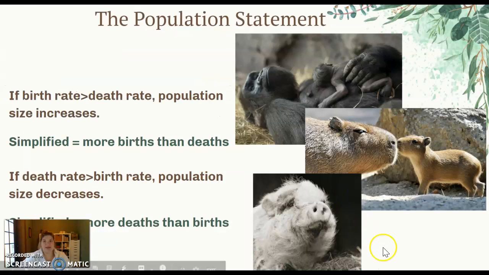The population statement, it sounds a little wonky at first, but we can simplify it easily. It just says that if your birth rate is greater than your death rate, then population size will increase. That makes sense. If there are more births than deaths, then we will increase our population size. Conversely, if our death rate is greater than our birth rate, then our population size is going to decrease, which makes sense. If we have more deaths than births, then our population will decrease.